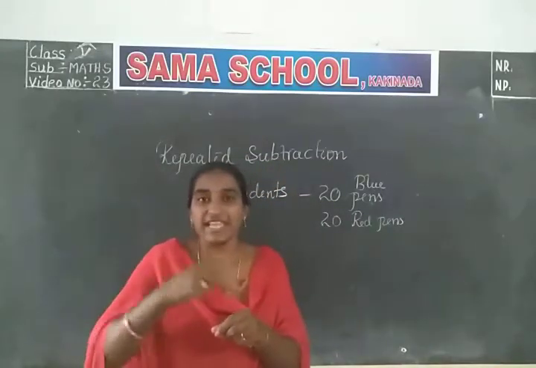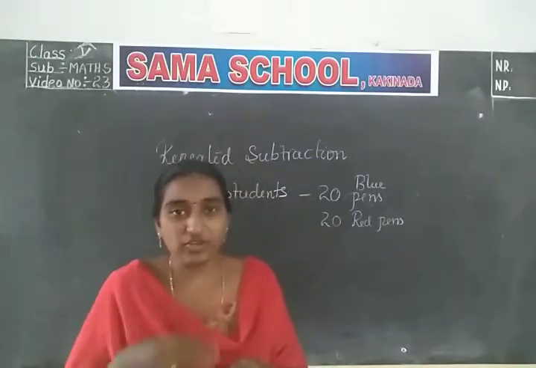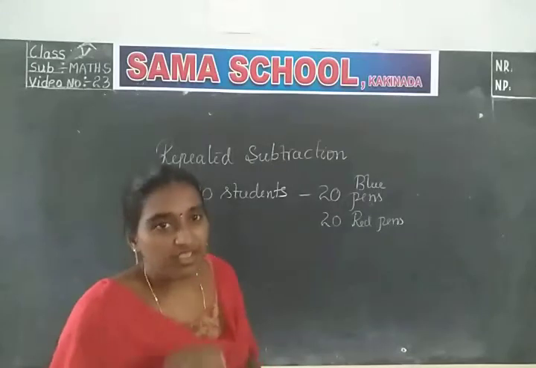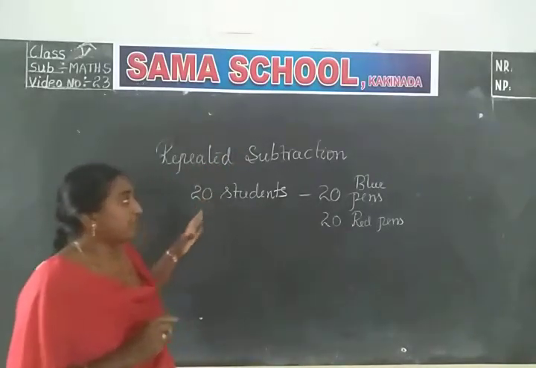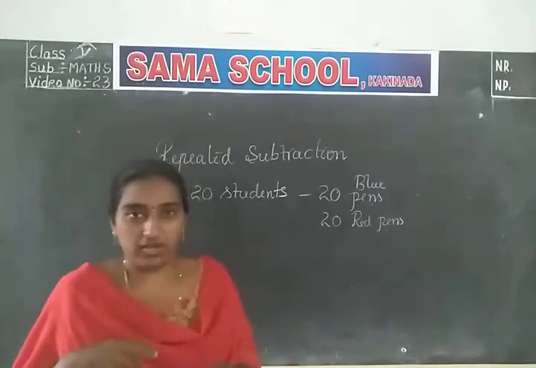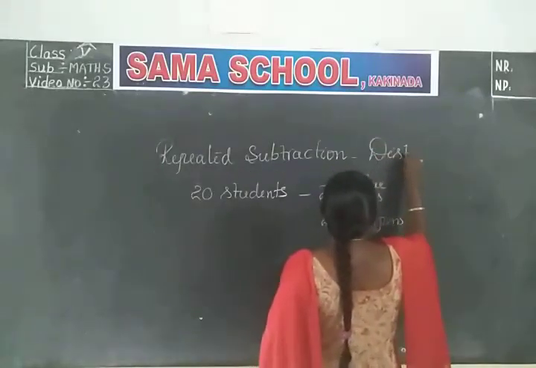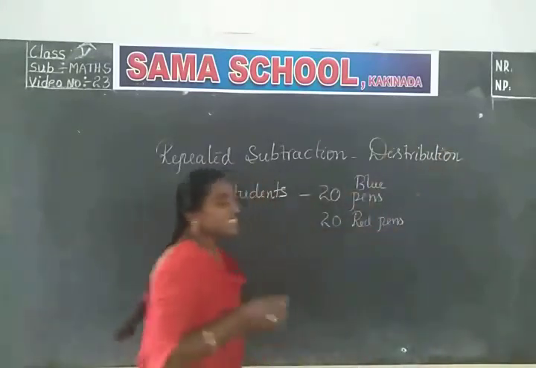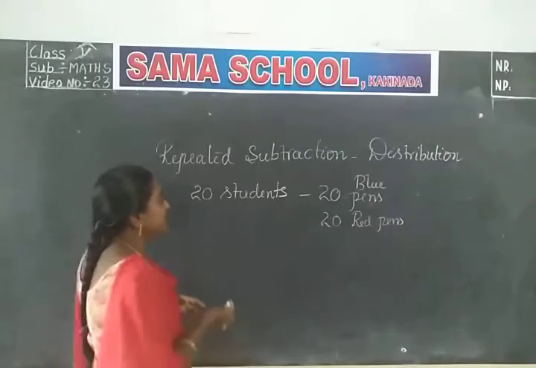Repeated ga teestunam same number. 2 chocolates istunam, malli 2 chocolates istunam, malli 2 chocolates istunam. Like that you are taking the 2 chocolates from the packet and you are sharing to your friends. That is known as repeated subtraction. This repeated subtraction is nothing but sharing or distribution. This repeated subtraction or distribution is known as division.